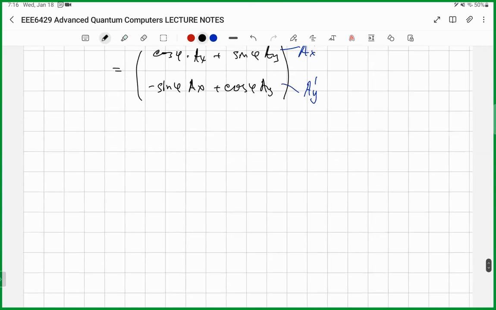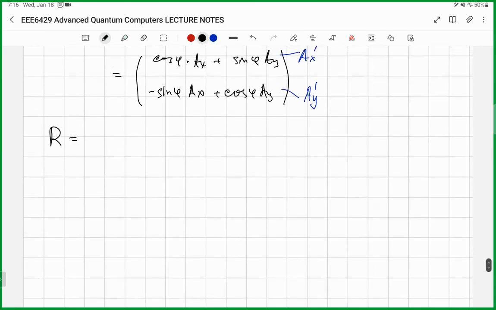So these are new components of the same vector, but in the rotated coordinate system. For the matrix itself, this matrix R is what? It is cosine phi, sine phi, minus sine phi, cosine phi. So this is the matrix R.